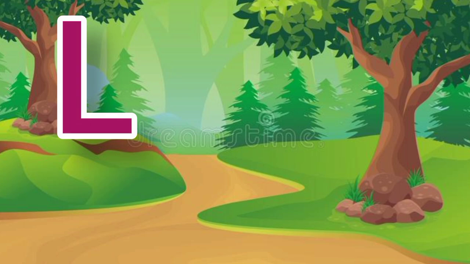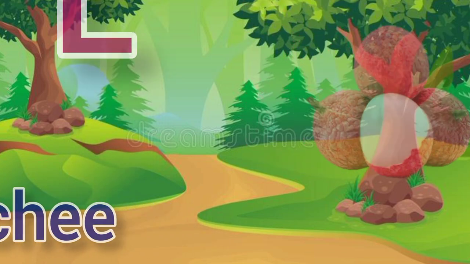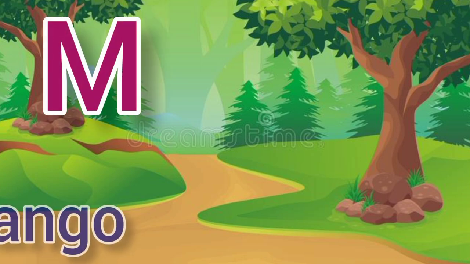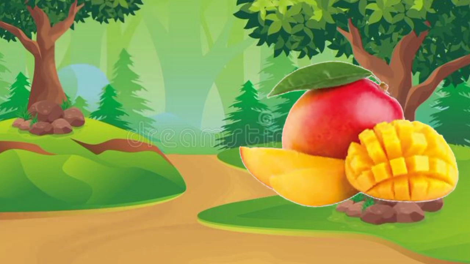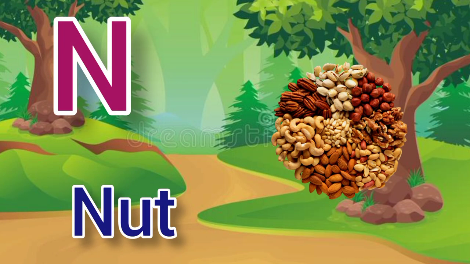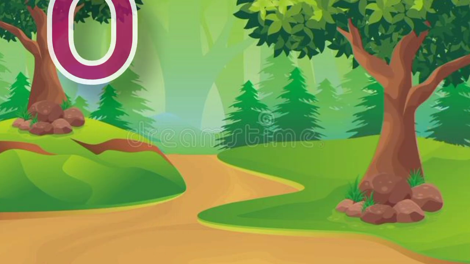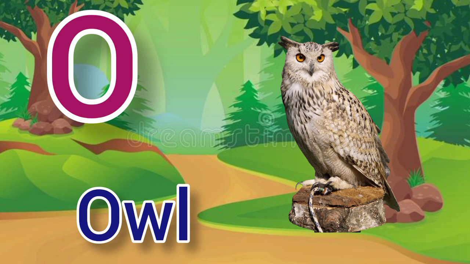L. L for lychee. Lychee means lychee. M. M for mango. Mango means aam. N. N for nut. Nut means sukha meva. O. O for owl. Owl means ullu.